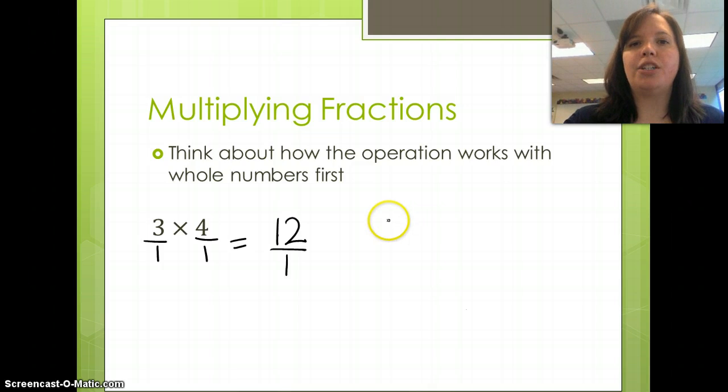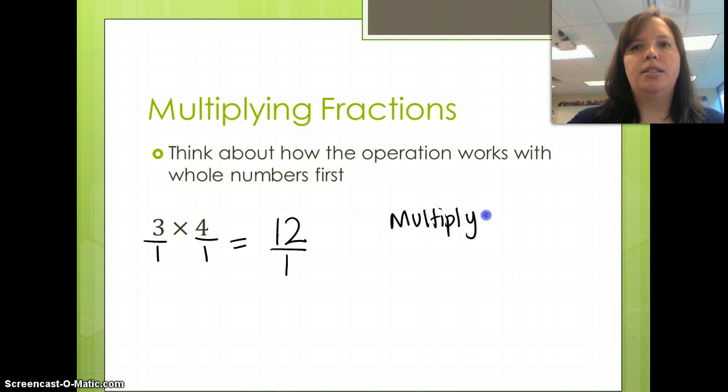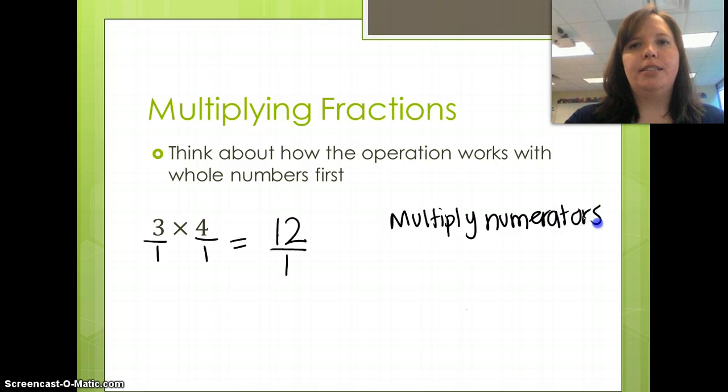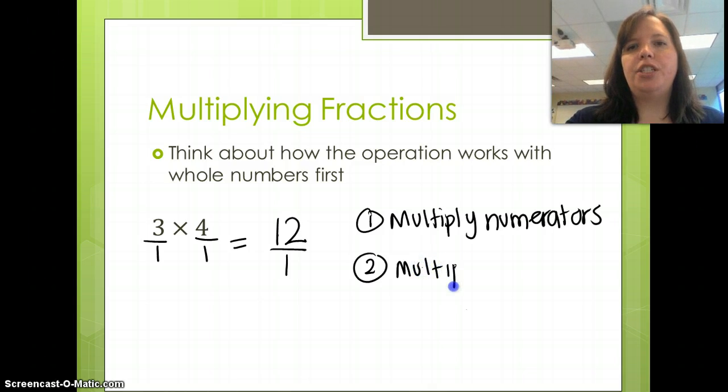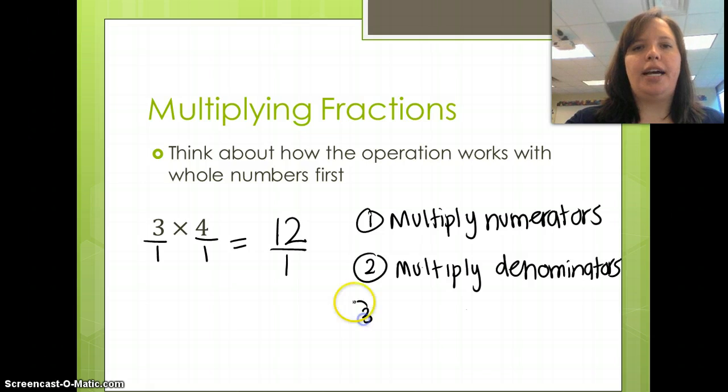For multiplying fractions, step 1, multiply the numerators. Step 2, multiply the denominators. And am I finished at that point? Chances are no. The last step, make sure you simplify.